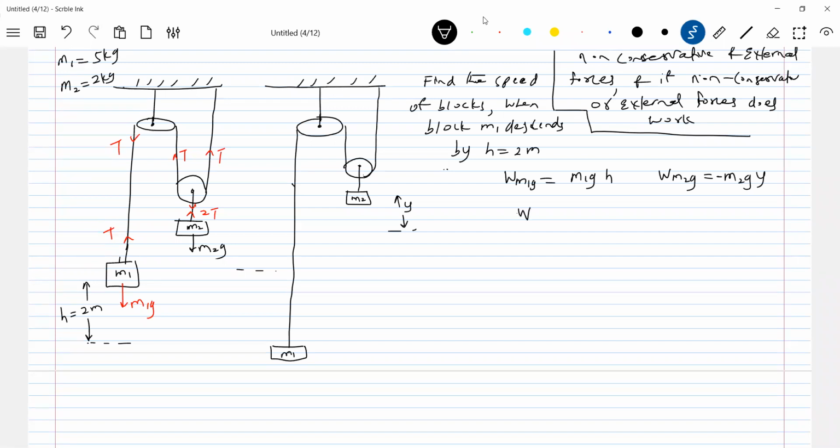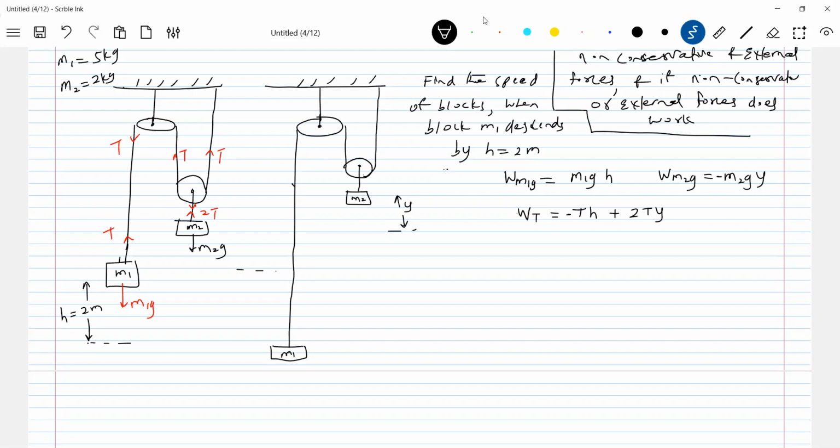Work done by the tension. Work done by the tension on the block M1 is minus T into H, it does negative work. And the same tension does positive work on the block M2. This is 2T into Y. Let's get the constraint equation.